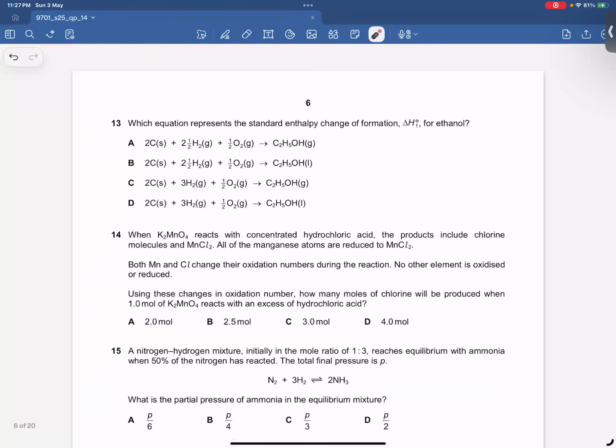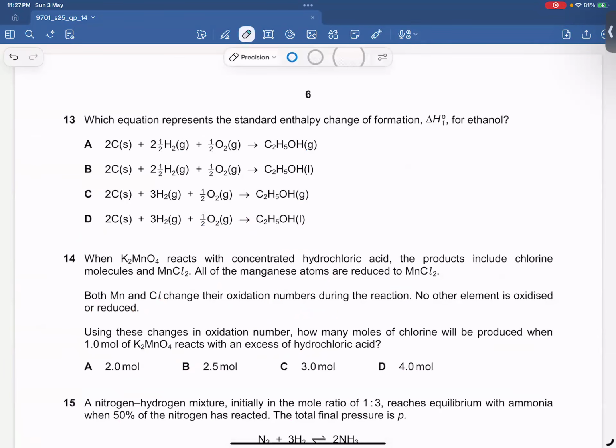Next, question number 13. Which equation represents the standard enthalpy change of formation? So standard enthalpy change of formation is applicable for 1 mole of compound. So 1 mole of compound is formed from its constituent elements in their standard states under standard condition. So under standard condition, ethanol is liquid, it is not gas, which is why it is wrong. Ethanol is liquid, it is not gas, which is why it is also wrong. Ethanol is liquid, that's correct.